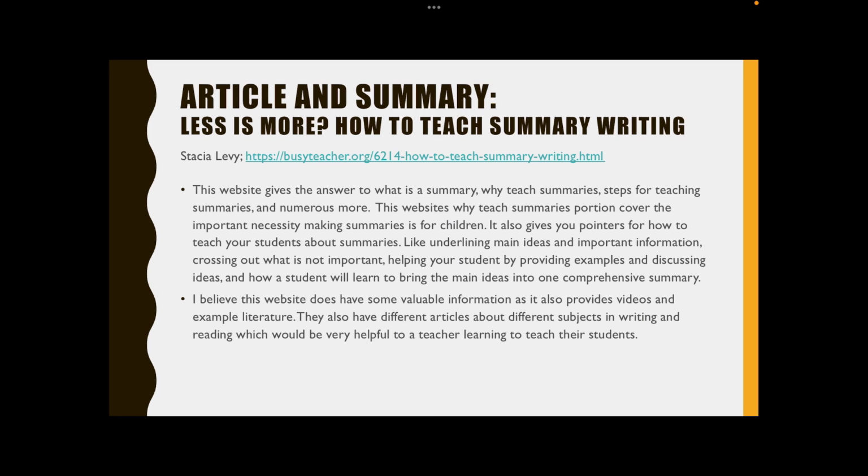This is my article and summary. The article is Less is More: How to Teach Summary Writing. It is by Stacia Levy, and there is the link for the article. Here is my summary over the article, and here is my personal response.